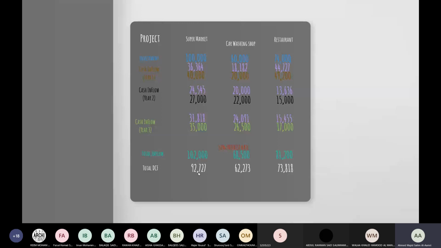Now what we try to do here: this is the expected value after 3 years. This is the actual value of the money at that time. It means that if I invest this 92,727 today, at that time I'll be getting 102,000. How to get this 92,727 is by adding the discounted cash flows: 36,000 plus 24,000 plus 31,000, it will give you 92.